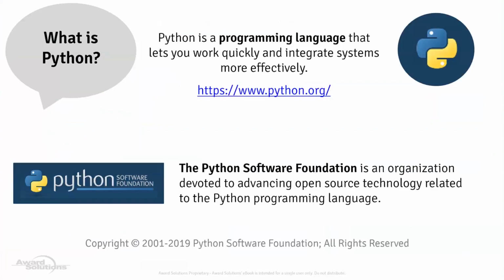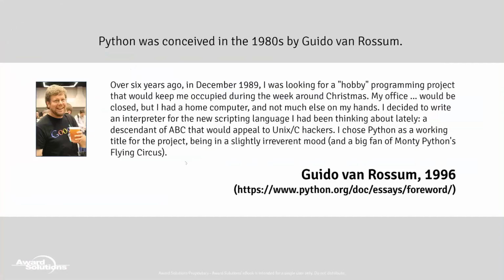So what is Python? Well, Python is a programming language that lets you quickly do some task, and it integrates systems very, very effectively. There is a Python Software Foundation that is dedicated to the advancement of Python. It was originally conceived in the 1980s. It really didn't get a lot of usage until kind of into the later 90s, early 2000s. And Guido van Rossum was the creator of this.